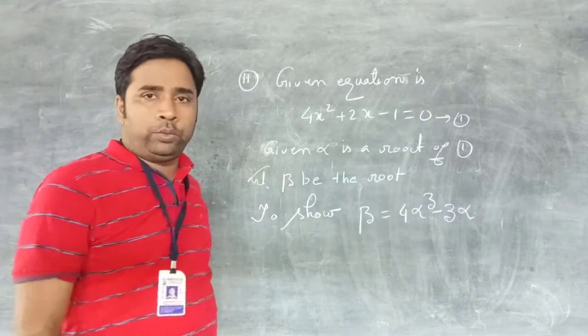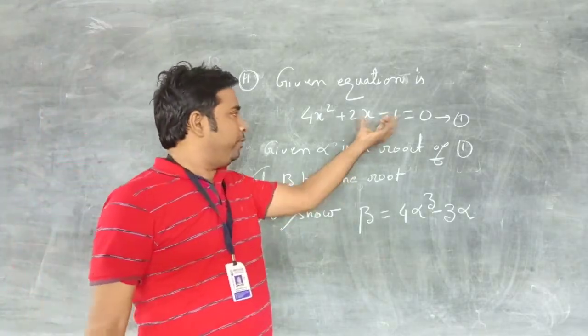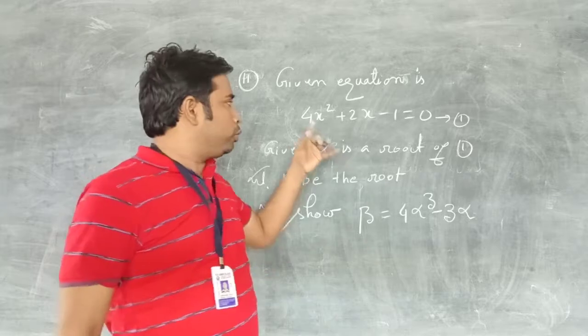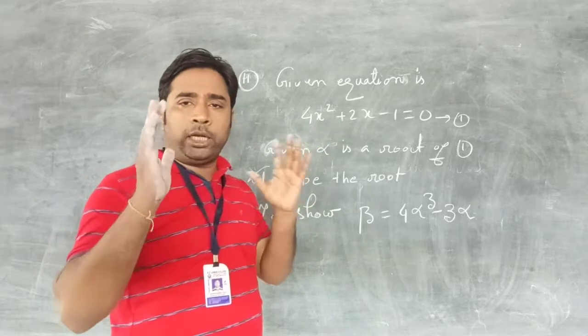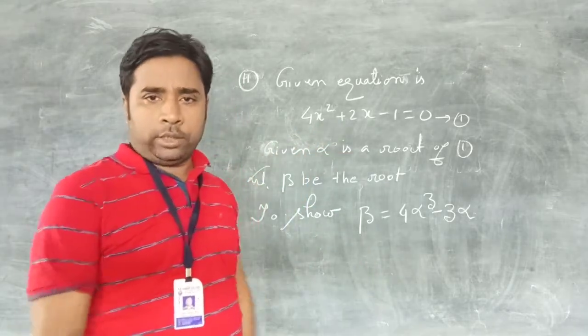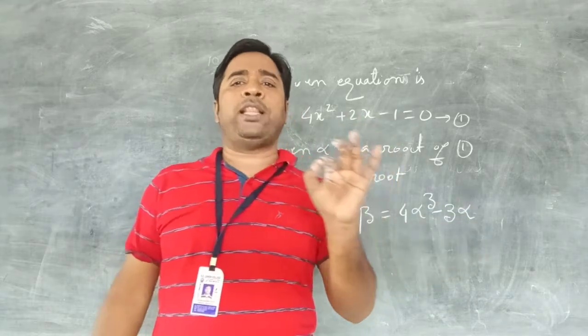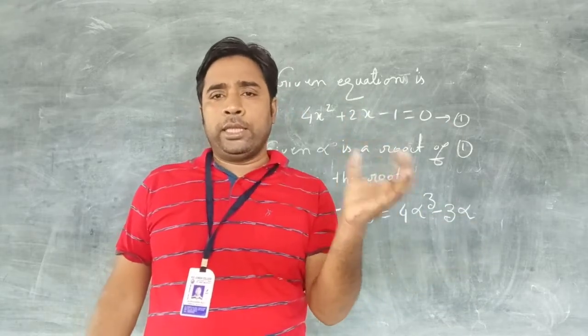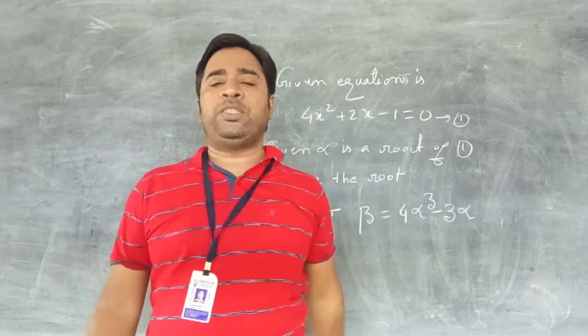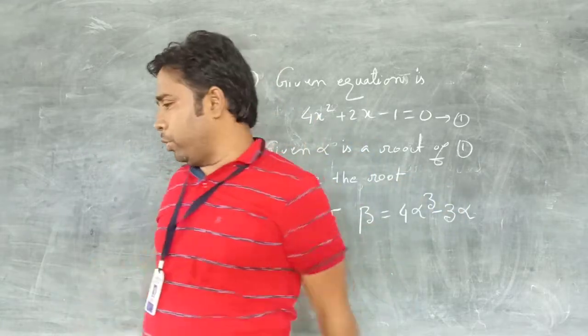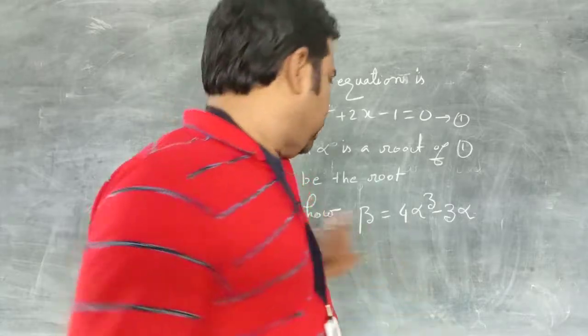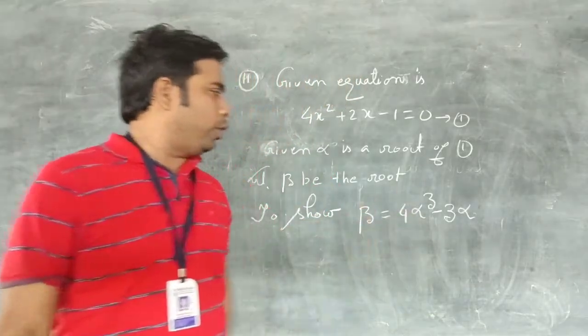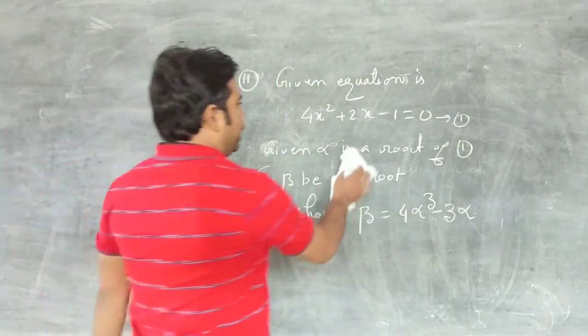Now what we should do, we shall find the value of alpha from here, because when this equation is solved, we shall get two solutions. One root will be alpha and the other root will be beta. So we shall consider any one of them to be alpha, then prove that the other one is beta. So our target is to show that beta equal to 4 alpha cube minus 3 alpha.